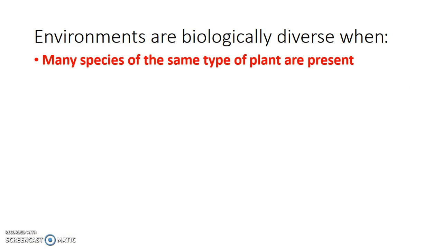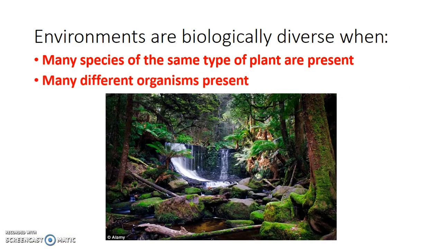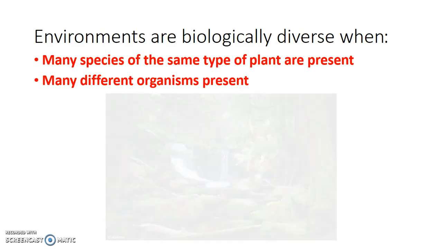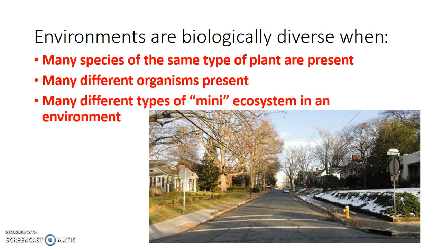Also, ecosystems are biologically diverse when there's many different organisms there. So it isn't just a field of a bunch of different types of poppies. There's poppies and a bunch of other different types of plants as well, like a forest. Lastly, when there's a lot of different mini ecosystems inside the same environment. Kind of a weird example of this, but here you have a sunny side of the street and a shady side of the street. The shady side still has snow on it, the sunny side doesn't. So you have two different mini ecosystems really within the same one big ecosystem.